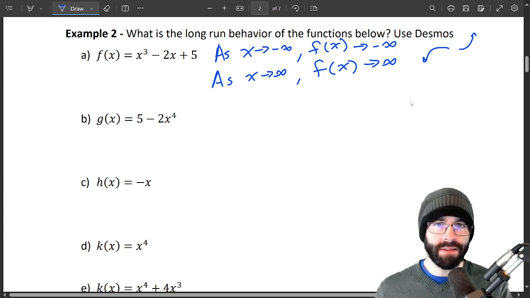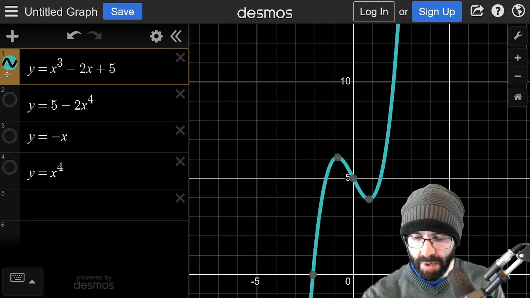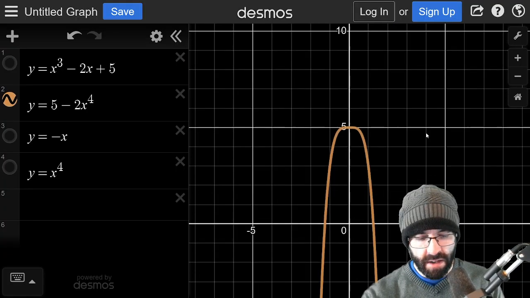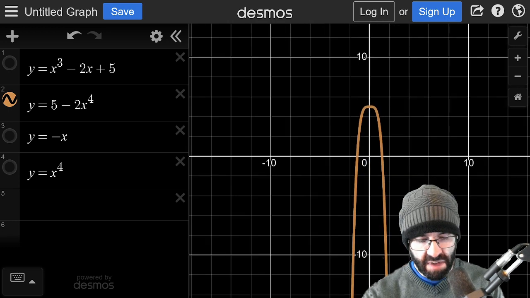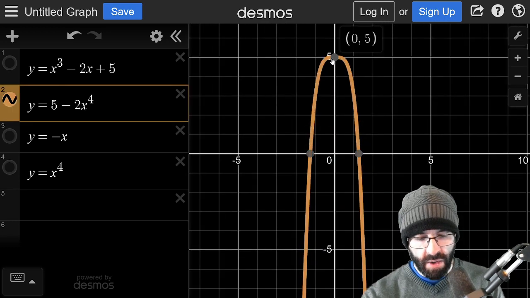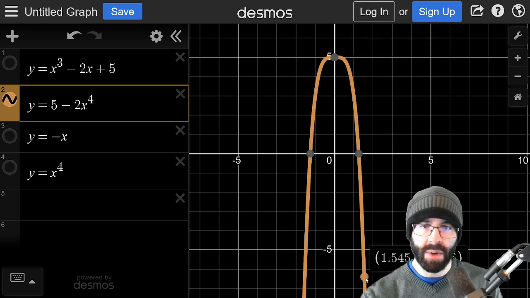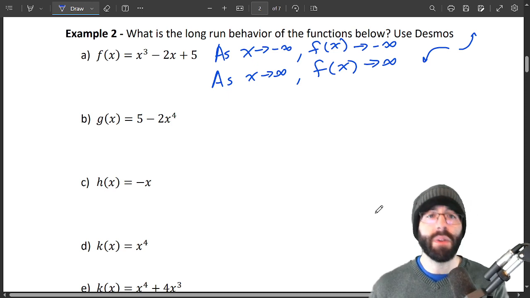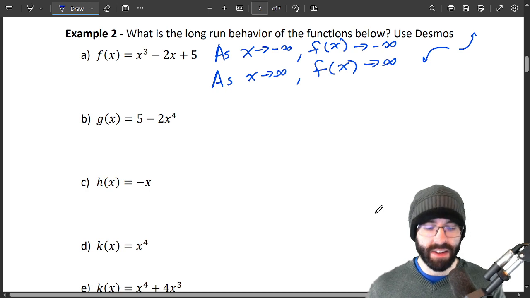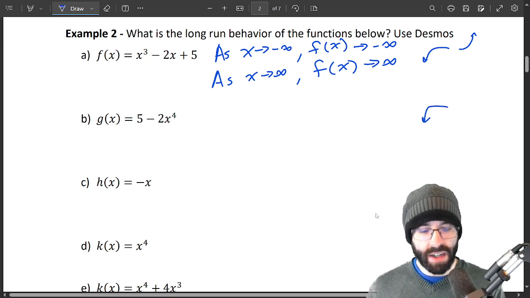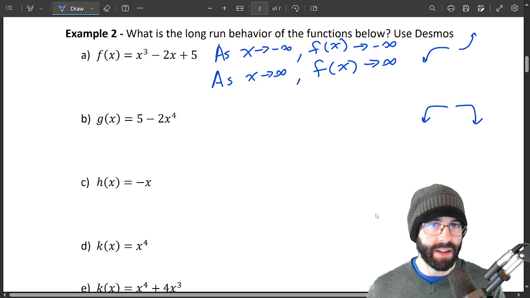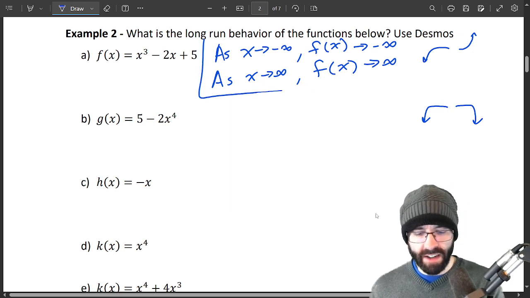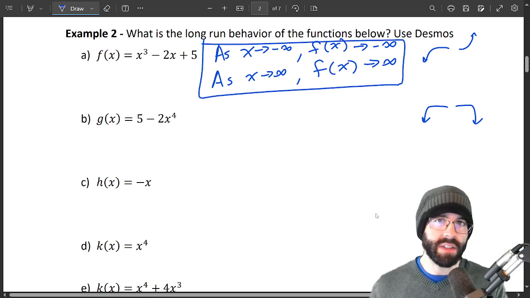Straightforward enough, hopefully. Let's get some more practice. Let's look at the second one. Is this the whole function? Yeah, that looks like the whole function. Well, as we go to the left, we're going all the way down. As we go to the right, we're going infinitely far down. So this one, it doesn't matter whether we're going to the left or the right, we're going down. The function is going to negative infinity. To the left, we're going all the way down. To the right, we're going all the way down. This is our answer, by the way. The picture's just to help us get there.